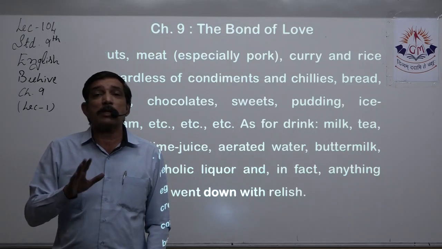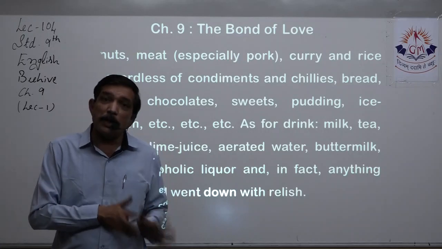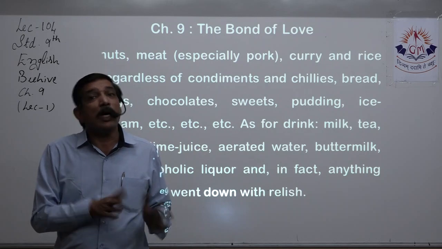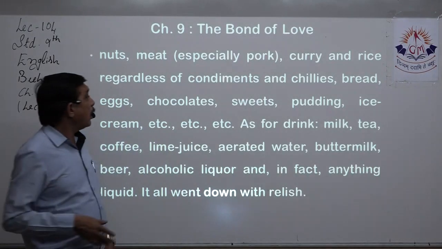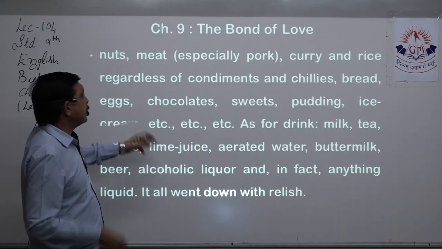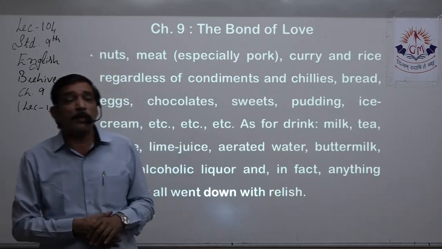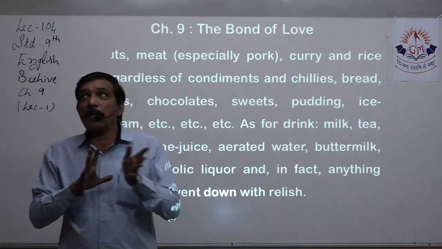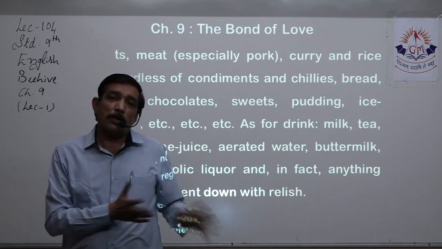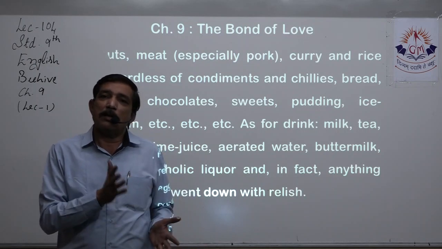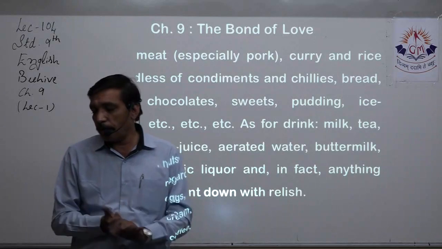Condiments and chilies, that means humko dal mein haldi chahiye, namak chahiye, mirchi chahiye, they are condiments. Usko nahi chahiye, hai to bhi theek hai, nahi hai to bhi. Very good, right? So, chilies, bread, whatever you give in that porridge, bread, eggs, chocolates, sweets, pudding, ice cream, etc., the list is long, right? And we should remember that these people are foreigners, so they have that type of taste for their food. So it's all okay in their house, whereas you go to any Indian house, that will be dal, chawal, khichdi, curry, all those things, and that is what the pet also gets, right?